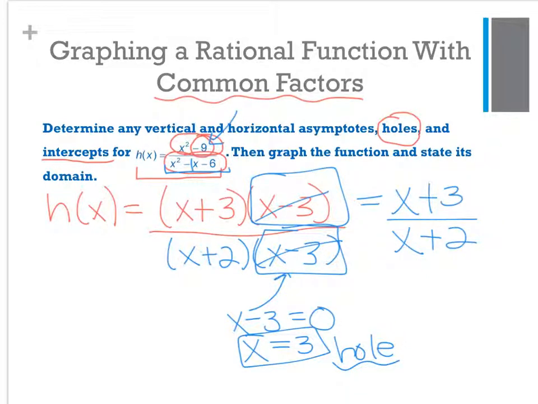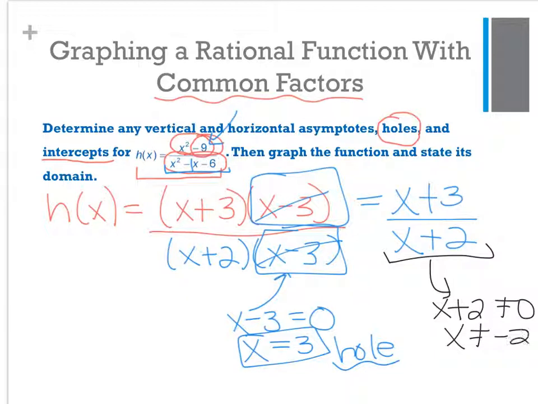Now, left over is x plus 3 over x plus 2, which is going to give me a vertical asymptote. Since we still have an x plus 2 in the denominator, x plus 2 cannot equal 0. That implies x cannot equal negative 2. So, right now, I know that my graph has a vertical asymptote at x equals negative 2, and I have a hole at x equals 3.